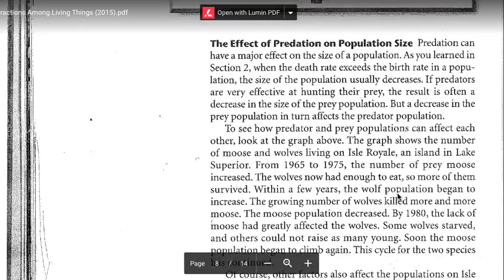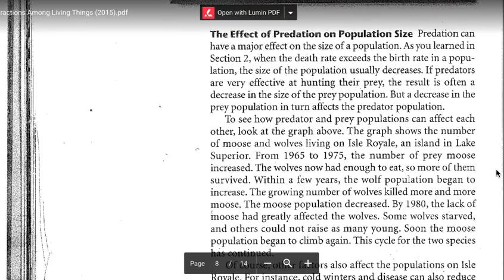All right, the effect of predation on population size. Predation can have a major effect on the size of a population. As you learned in Section 2, when the death rate exceeds the birth rate in a population, the size of the population usually decreases. Obviously, you didn't read Section 2, so you didn't know that, but it makes sense. If more are dying than are being born, then the population is probably going to get smaller.